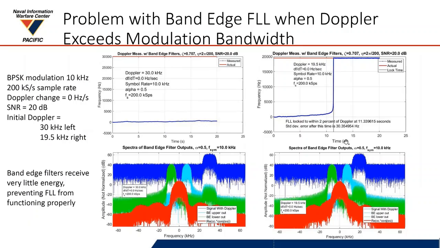But in this scenario on the right, I changed the Doppler to be such that it just starts to excite the side lobes of the upper band edge filter. So now there's an appreciable difference you can see graphically between the upper band edge filter and lower band edge filter, and it's just enough to pull it in ever so slowly until it pulls in some of the energy into the main lobe of the upper band edge filter, and then it kicks in and quickly operates and locks onto the signal.